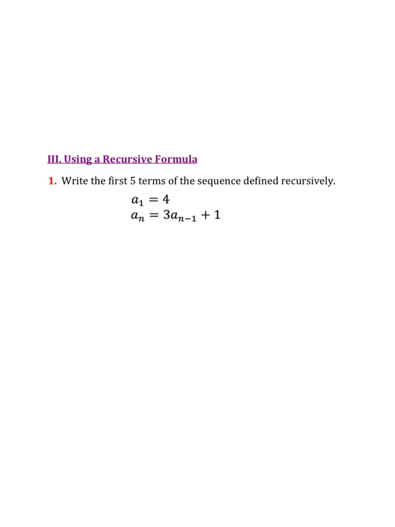Okay, so using a recursive formula. Let's see what we have here. It says write the first 5 terms of the sequence defined recursively. So this is saying that our first term is 4. And then this is saying for any given term, it's equal to 3 times the term before it plus 1. Again, remember this a sub n minus 1 means the term preceding or the term before.